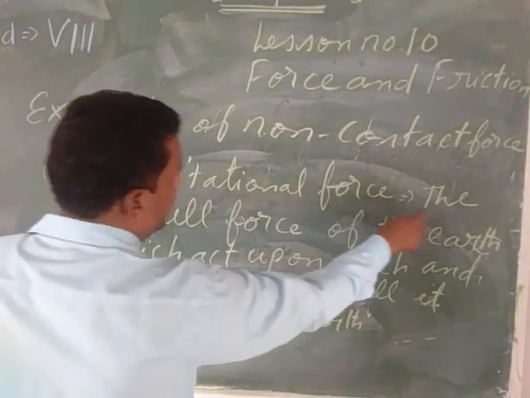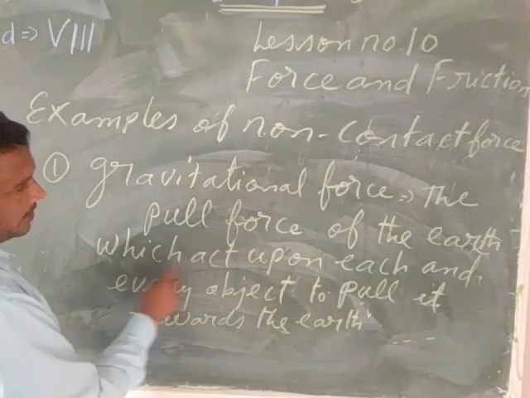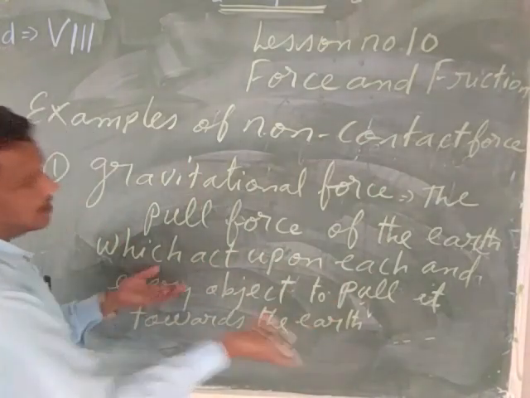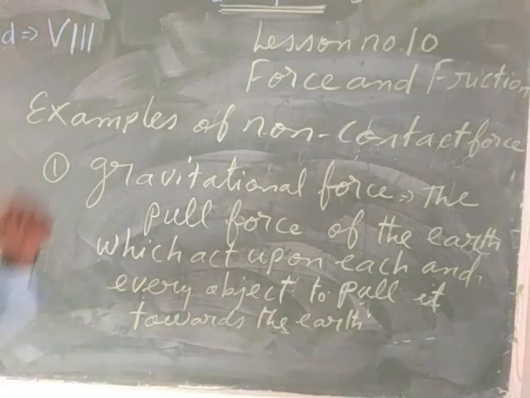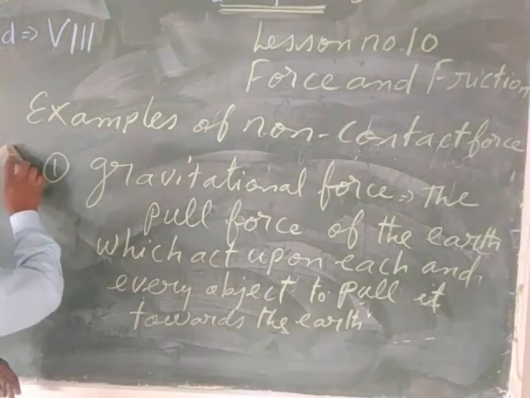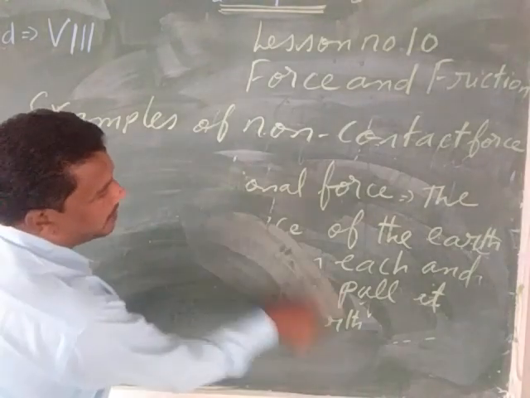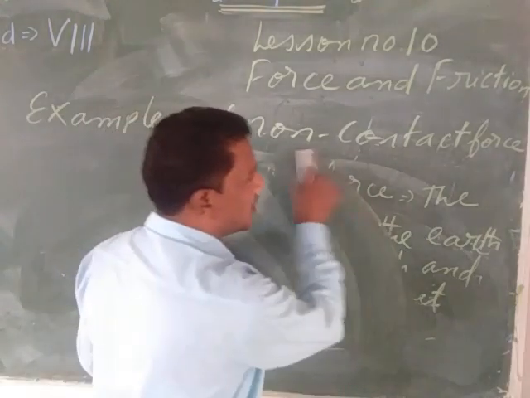So the pull force of the earth, which acts upon each and every object to pull it toward the earth, is called the gravitational force. This gravitational force is an example of the non-contact force, because in it the two objects are not in contact with one another, but still the force is acting upon them.